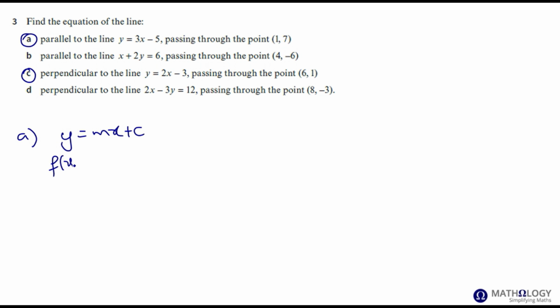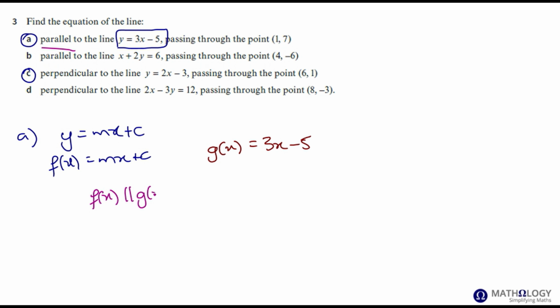I'm going to call this f of x. And the reason is we are relating it to another line, y equals 3x minus 5, and we're going to call that line g of x. So g of x equals 3x minus 5. Now, we are told that the line we're looking to find the equation for is parallel to y equals 3x minus 5. So they're telling us that f of x is parallel to g of x. The information we get from that is that the gradient of f of x equals the gradient of g of x. Two lines are parallel to each other, their gradients are equal.